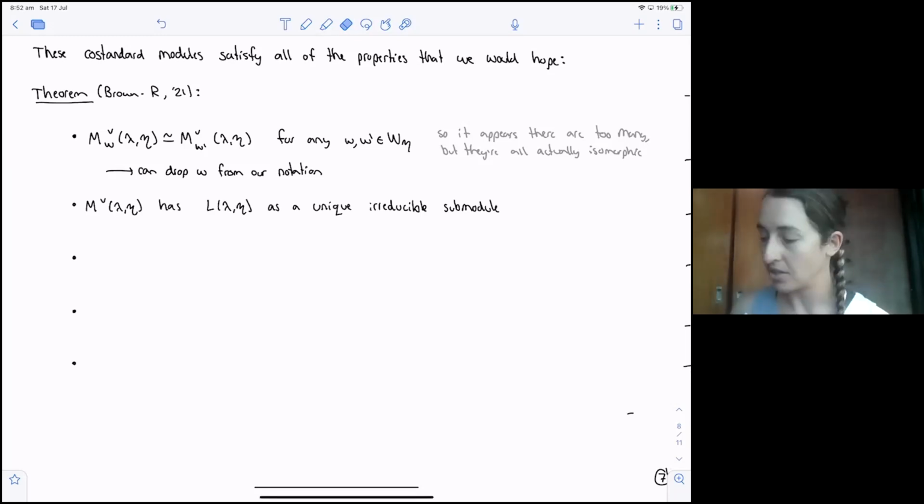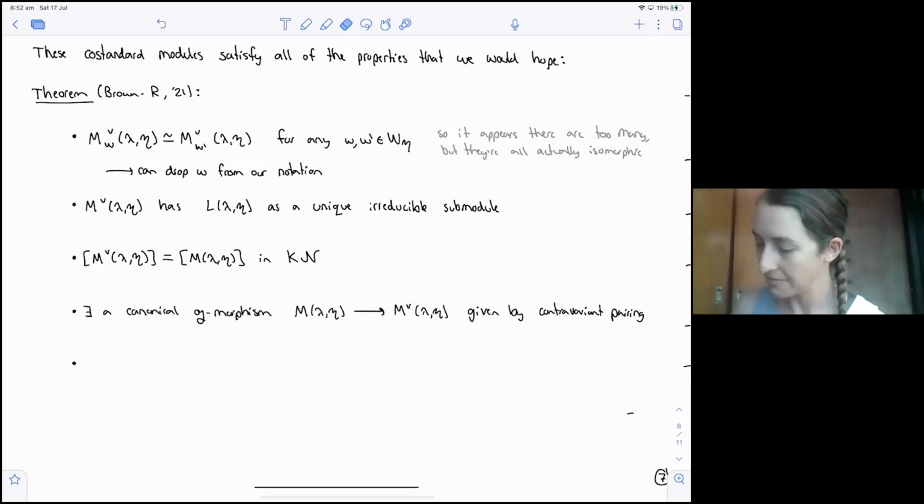And then we can show that our costandard object has the correct irreducible as a unique submodule, which is something we'd want it to have. And then we can show that it has the same class in the Grothendieck group as the standard object, which is another property we'd hope costandards would have. And then kind of by construction, we have this canonical morphism between our standard objects and our costandard objects. So it satisfies this property.